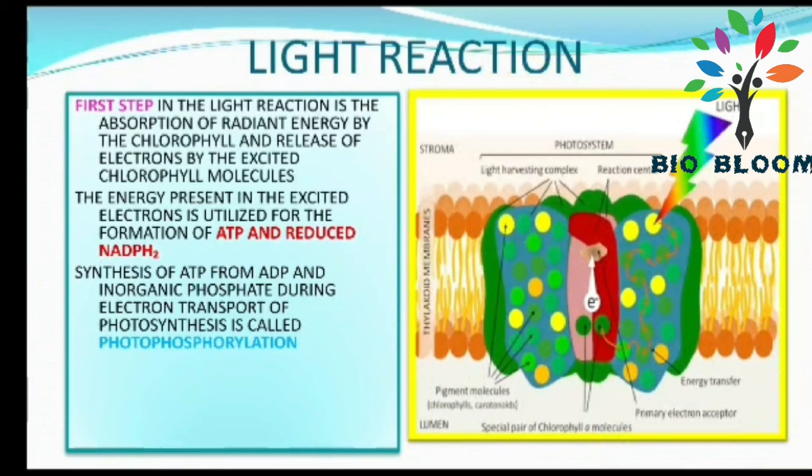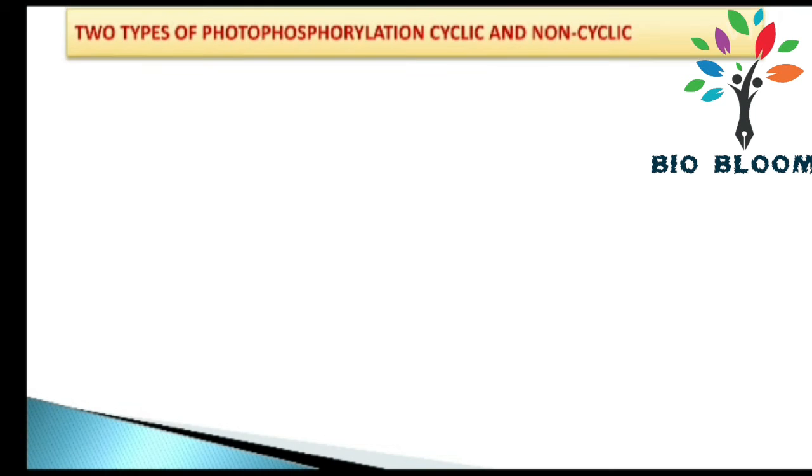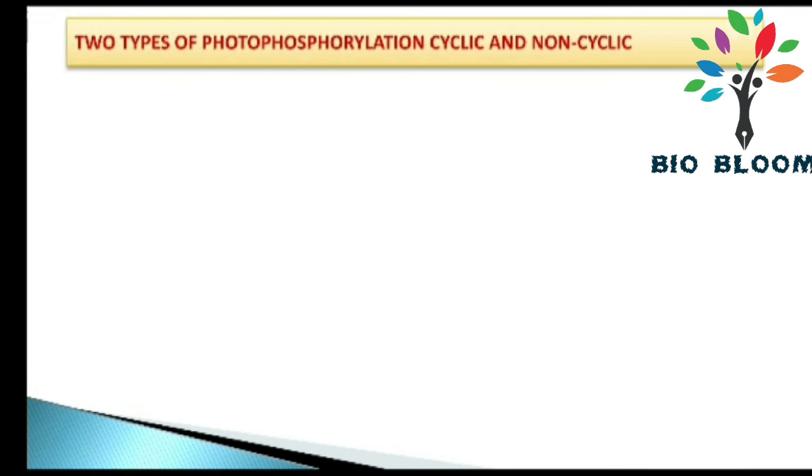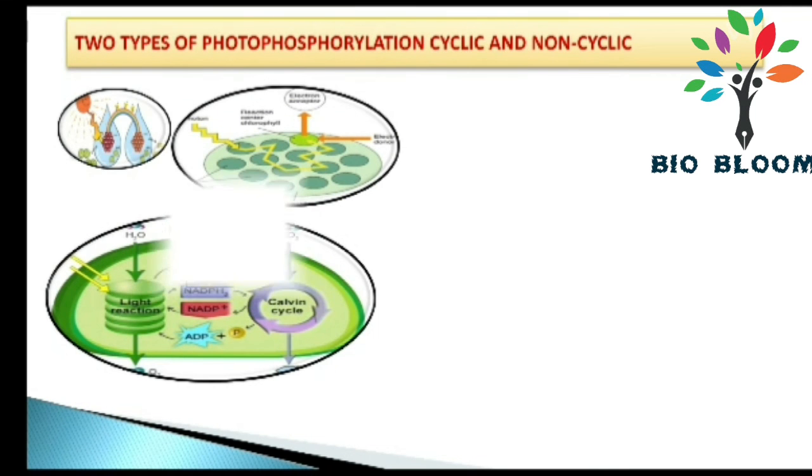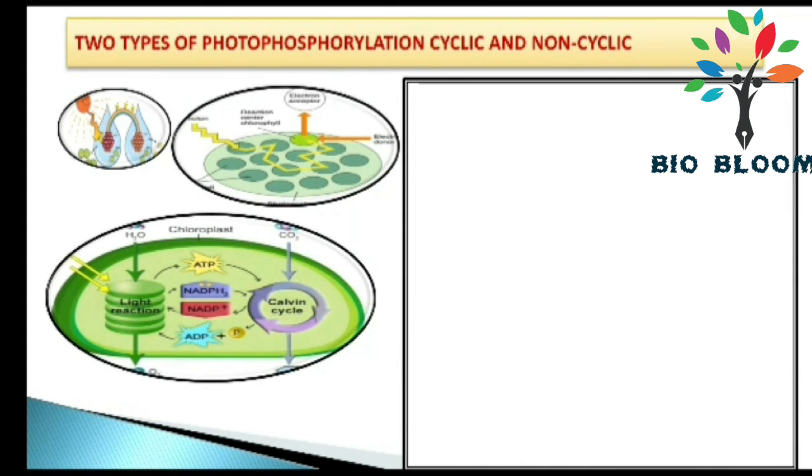So what is the structure? You can see here the thylakoid membranes, and inside this is a thylakoid, that is grana. Now the next one is you can see two types of photophosphorylation. This is also related to light reaction only, that is cyclic and non-cyclic. Here you see this photolysis of water, that is splitting of water, and the picture shows the electron acceptors, these are excited, and here the chloroplast structure is given.